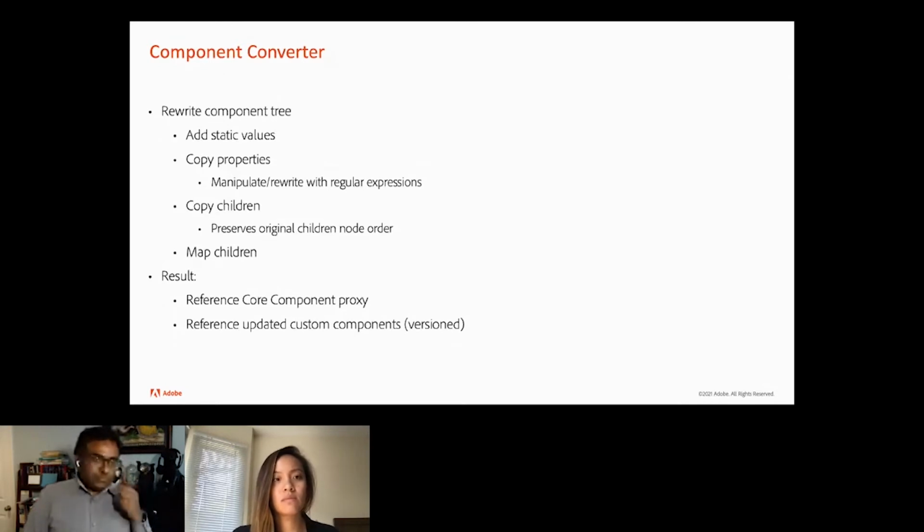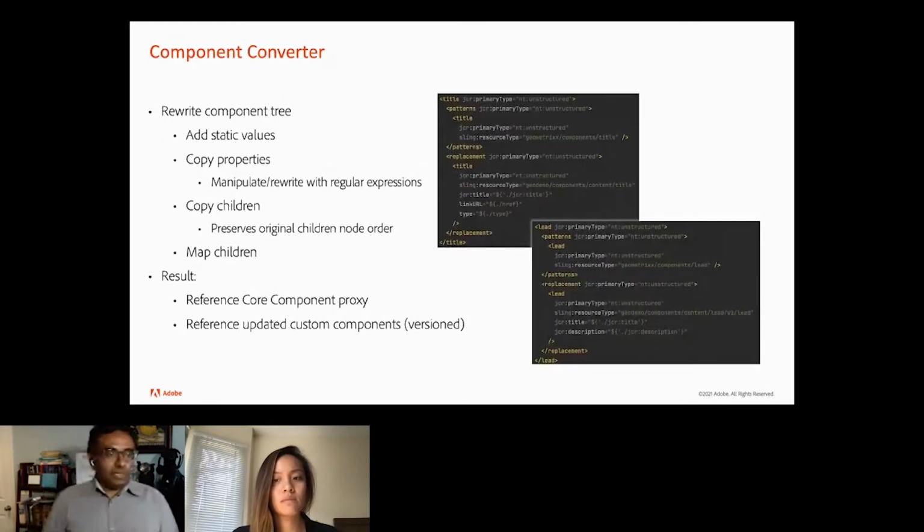The configurations for the component converter are not OSGi configurations. These are going to be maintained as JCR nodes. So if you see here, there are two samples that have been provided. They are directly in AEM under apps. During the demo, I will show you where exactly they will be, but they will be maintained as JCR nodes.